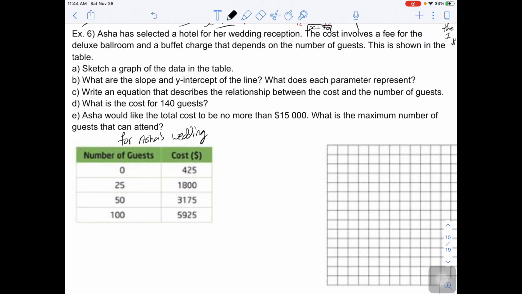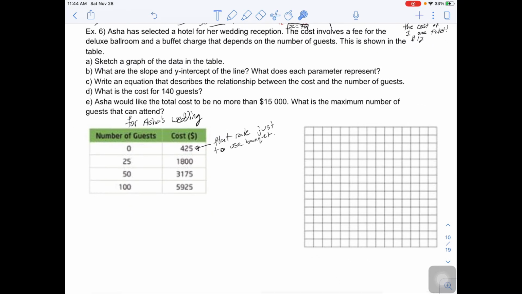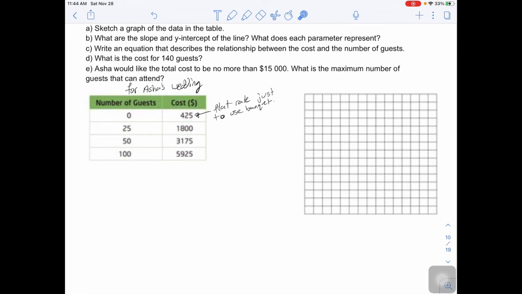So what does that mean? Well, this is a flat rate fee, a flat rate just to use the banquet. So it's already costing you money before you even invite anyone. Every additional person is going to cost a little bit more money because you're bringing more people and you have to pay for more food. So let's sketch a graph of the data in the table.